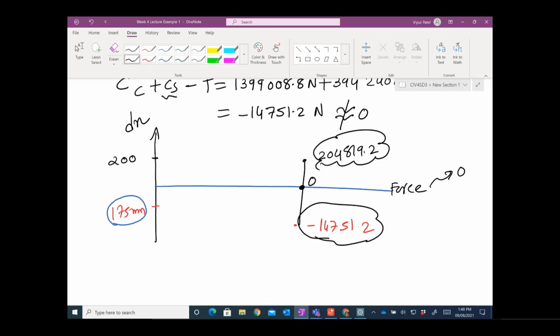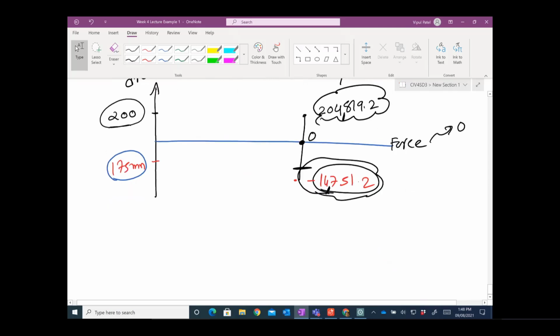Do you agree with me? Because when you use 200, it has a positive residual force. When you use 175, it goes negative. So it's very close now. It's not far away, because you can see 14,750 and you have 204,819. So it's something close to this 175. You can see we are very close to 0. 14,000 is not big compared to 204,000. So we can't go to 200 because 200 is too much. So let's do the interpolations now.